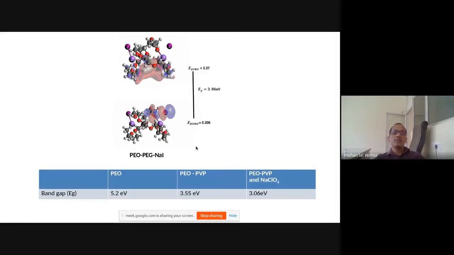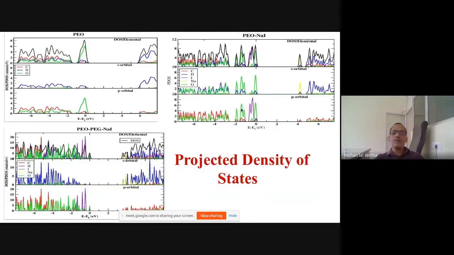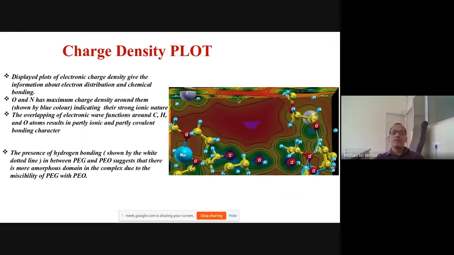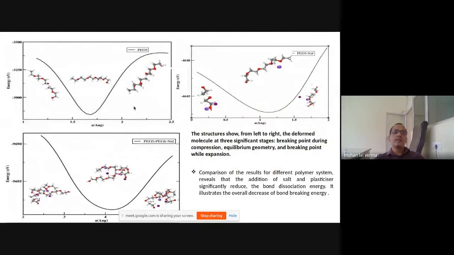And now the PO, PEG, sodium iodide with this gap, and the band gap is obviously decreasing up to 3.06 electron volt in the presence of the plasticizer. This is the projected density of states and the charge density distribution. We have also checked the breaking energy. I'm not showing the details of the result here.